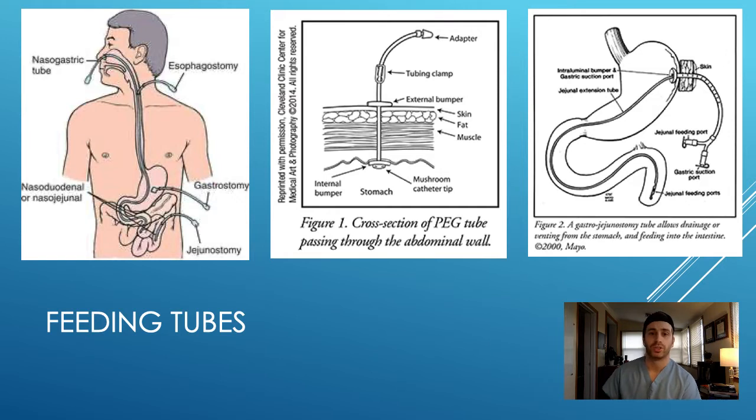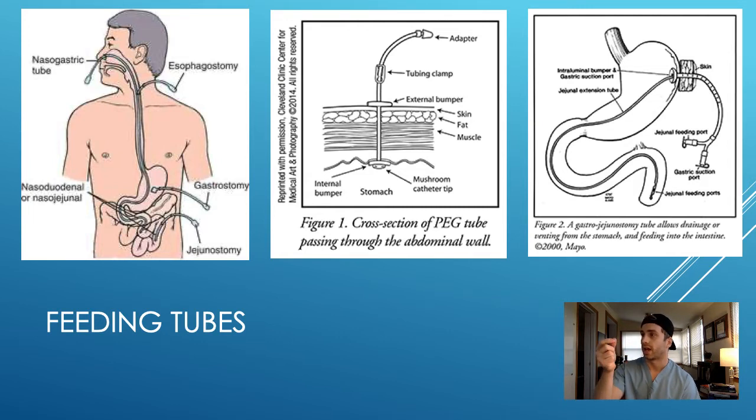So remember, a PEG tube is going from the skin directly into the stomach. These are pretty common. So you have an adapter, a tubing clamp that allows it to be clamped so nothing comes back, like backflowing, as well as you can then instill it in. You have an external bumper that is used to keep it in place. And then you have layers of skin, fat, and muscle.